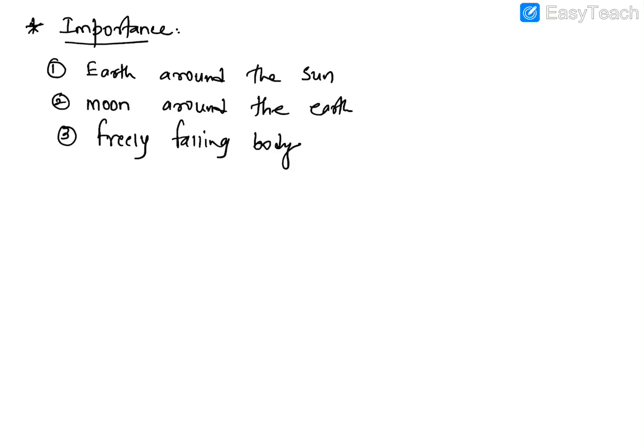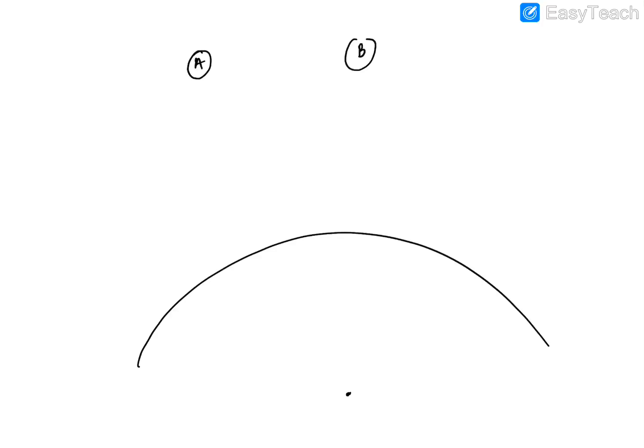Now see, they may ask you, say for example, this is the Earth, and here is the center of the Earth. Here we have two bodies, body A and body B. Between body A and B, there is going to be a force of attraction. For example, if you're holding a pen in one hand and a pencil in the other hand, they should attract each other, right? According to the law we've learned.